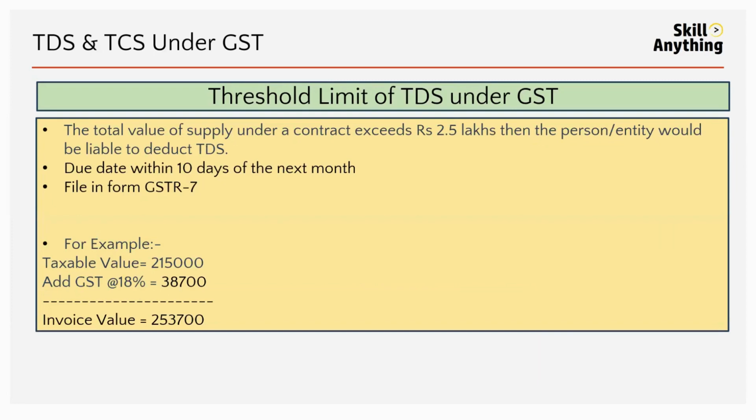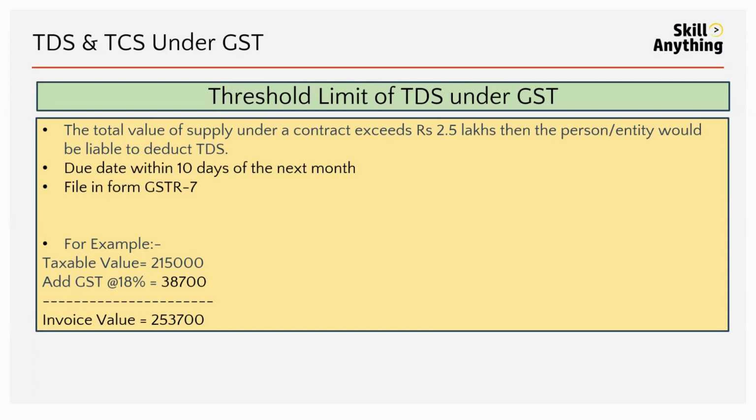The threshold limit for TDS under GST is 2.5 lakh. If the contract value exceeds 2.5 lakh, at that time TDS will be deducted. And the due date of TDS is within 10 days of the next month.